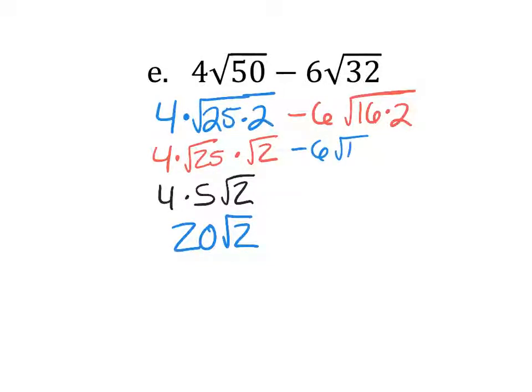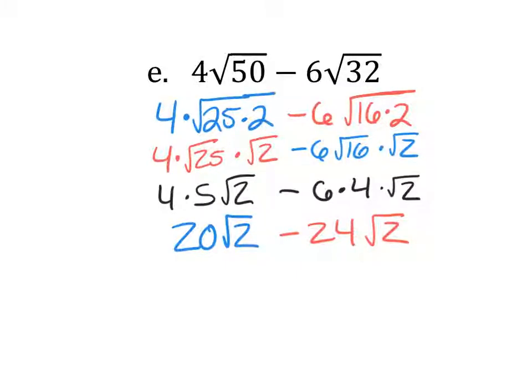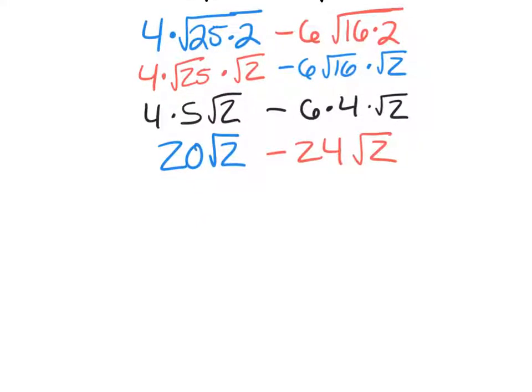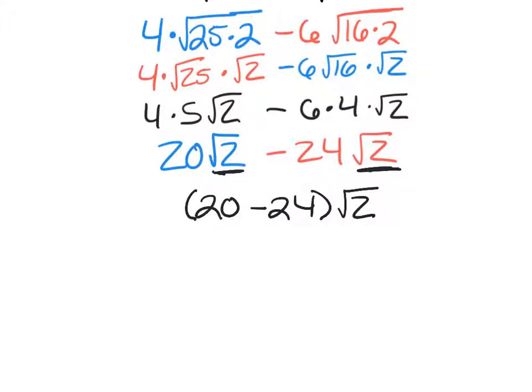So they give us minus 6 square root of 16 times square root of 2. Square root of 16 is 4. So minus 24 square root 2. And now, after all that work, we still have to do the subtraction. Both of them now have the square root of 2, so we're allowed to combine them. So we do our subtraction with the numbers out in front. 20 minus 24 square root 2, which will give us a negative 4 square root 2.